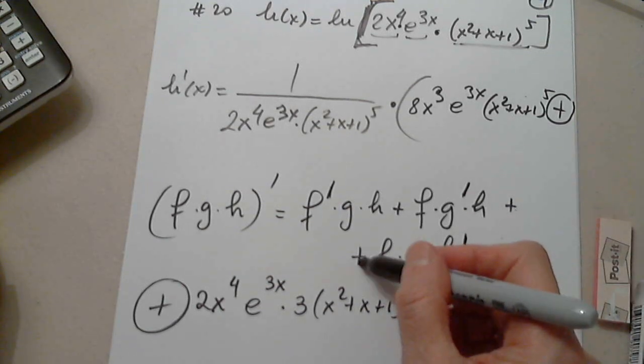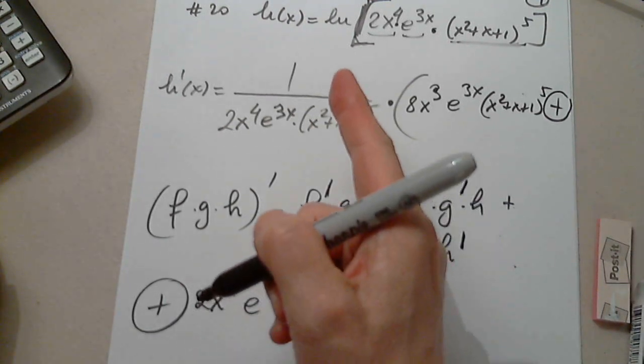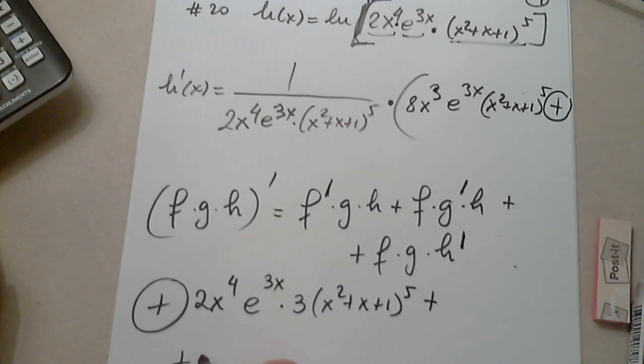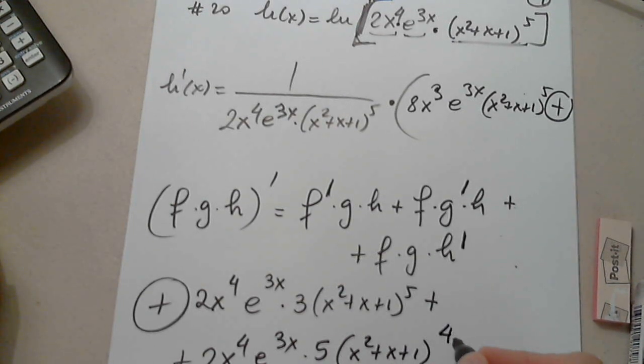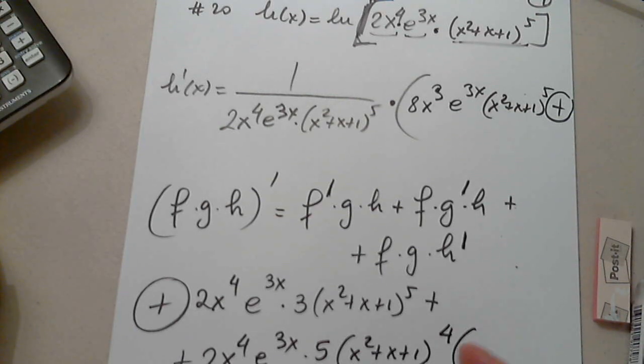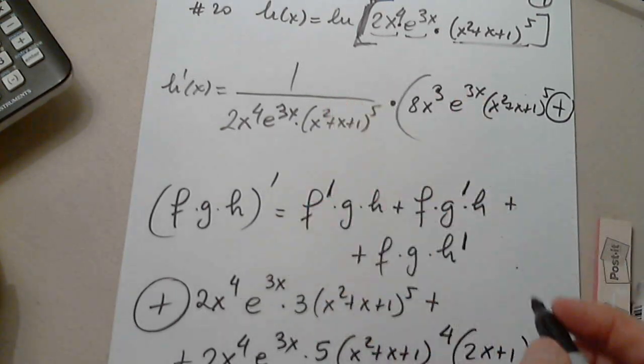And now I reach the last plus, in which I copy the first 2, 2x to the 4th e to 3x, and I differentiate the last one, which is 5, x squared plus x plus 1 to the 4th, times the inner function prime, 2x plus 1, and now I close the whole thing.